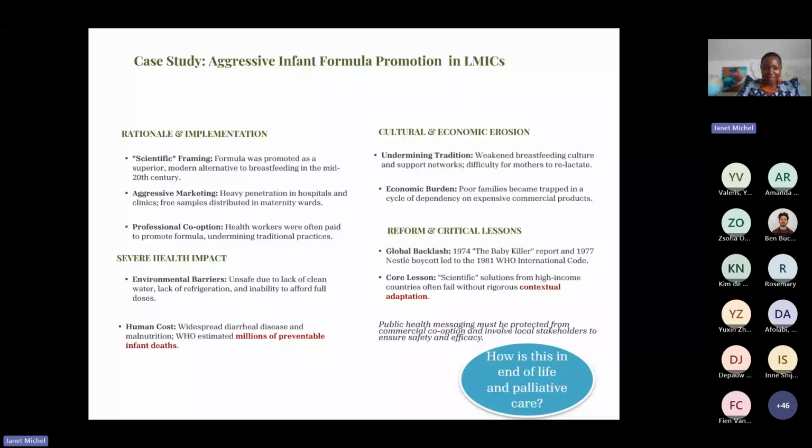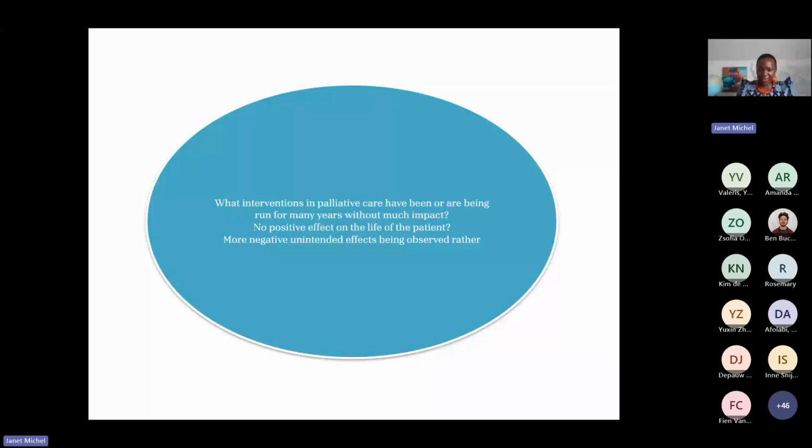So in palliative care, are there programs that have been run for many years without much impact? And are you seeing interventions where there is no positive effect on the patient's life, rather more unintended effects, but the programs are still implemented? Also, kindly jot that in the comments, and then we can talk about that at the end.